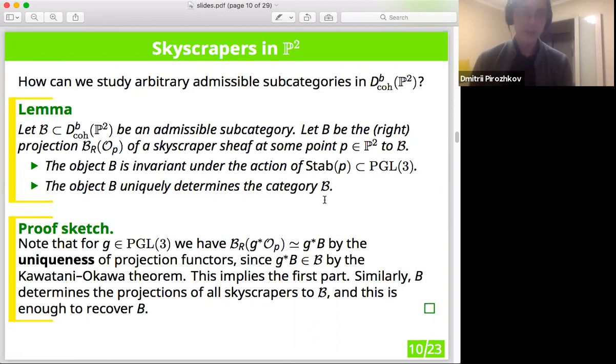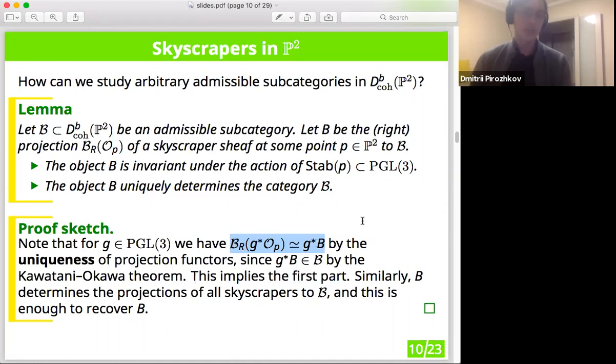First I'll briefly say why this should be true. Mostly it all follows from the Kawatani-Okawa theorem, because the automorphism group of P2 is PGL3 and it is connected. Therefore, our subcategory curly B is invariant under the action of PGL3. And these projection functors, as adjoint functors to inclusions, have a universal property. It formally follows from the universal property that if instead of taking a skyscraper at the point P, you take some automorphism g, take the pullback along g, which will be just a skyscraper at some different point, and take the projection, then you can understand the result in terms of this Roman B.